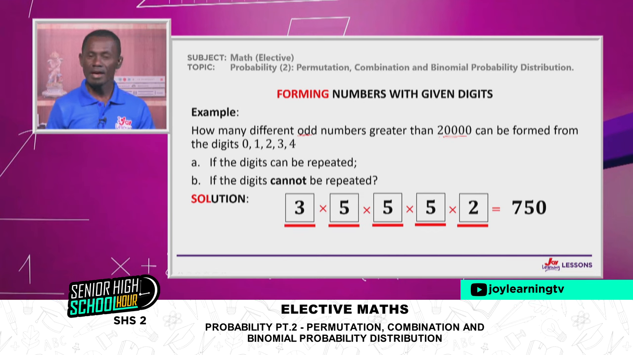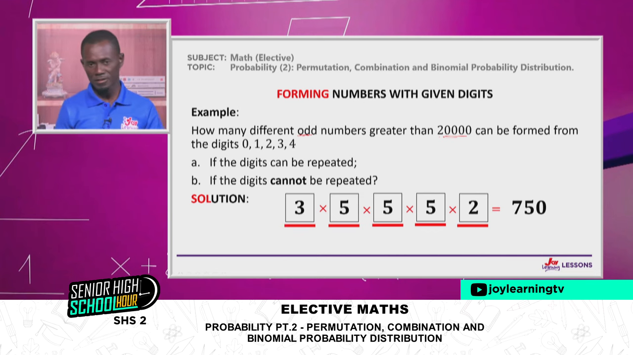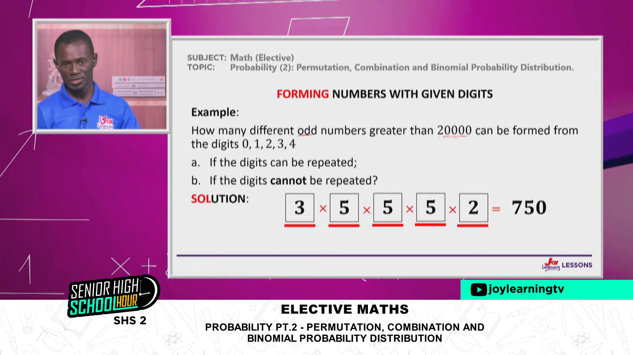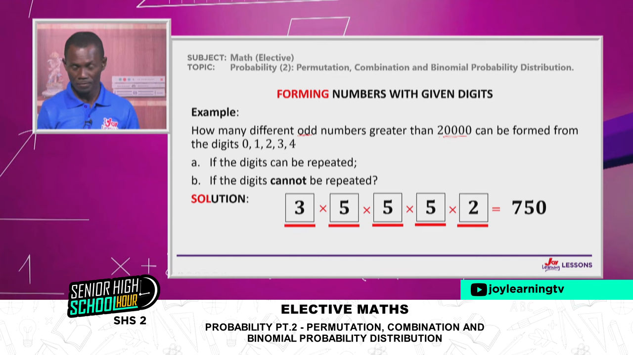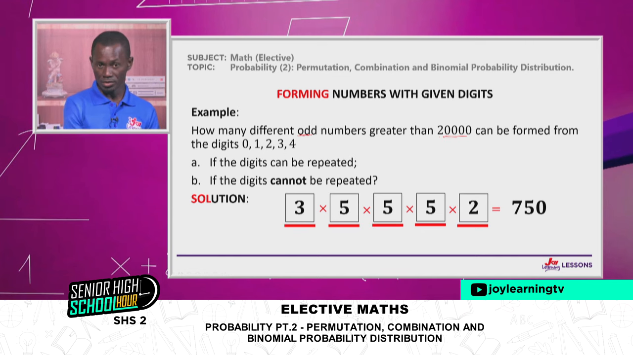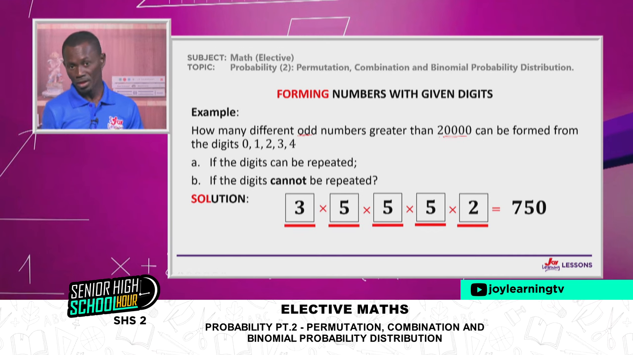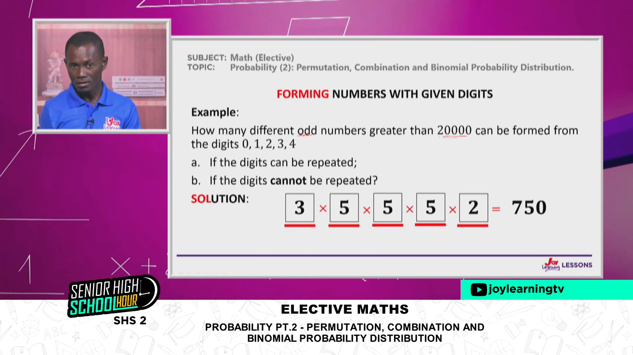Now, I said I was not going to solve the second one because I want you to try. But I'll give you the hint. The hint is to go back to our previous example. Recall that it says the digits cannot be repeated. So it means the moment you've used one, it is out of the question. So your numbers reduce from 5 different digits, you now have 4. And always remember, the number has to be odd. So your last digit.